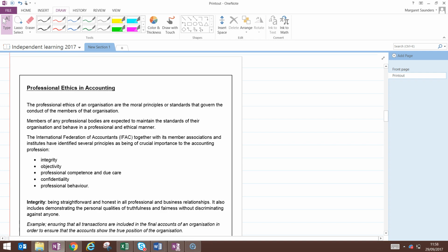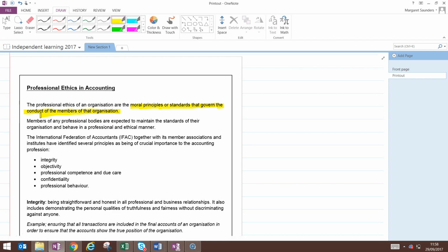Now, before we move on to look at some of the terms that you need to be familiar with in management accounting, I want to briefly mention professional ethics. Now, professional ethics applies whether you're looking at management accounting or financial accounting. And by professional ethics, we're talking about the moral principles or standards that govern the conduct of the members of that organisation.